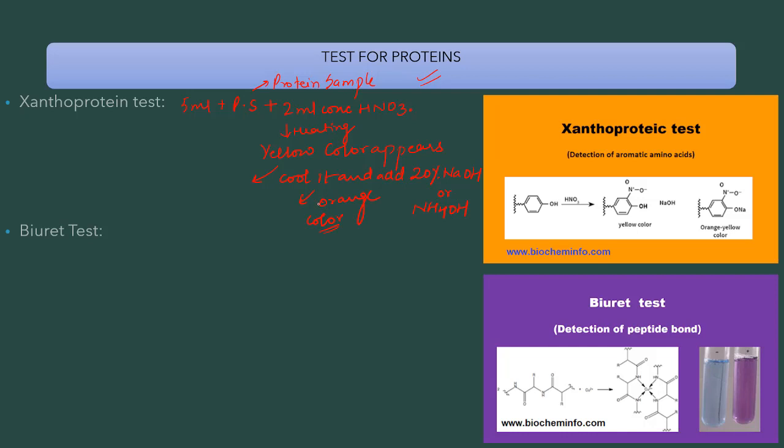It is due to the nitration of phenolic groups attached to the side chains of aromatic amino acids. So aromatic amino acids can be detected by the xanthoprotein test. You can see the phenol, meaning the OH group, aromatic alcohol, gets nitrated. The orange, orange yellowish color appears. This is only for aromatic amino acids, like tryptophan and tyrosine.